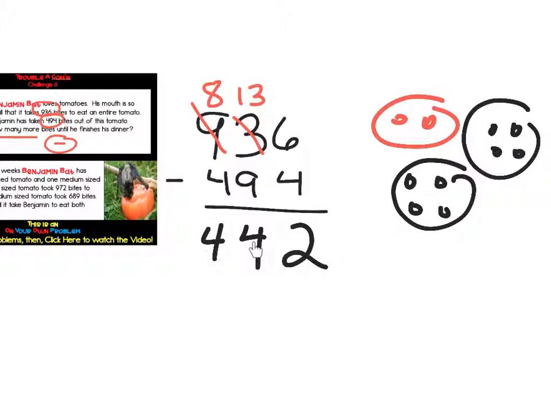He has to take 442 more bites before he finishes that tomato right there. And that right there is your answer.